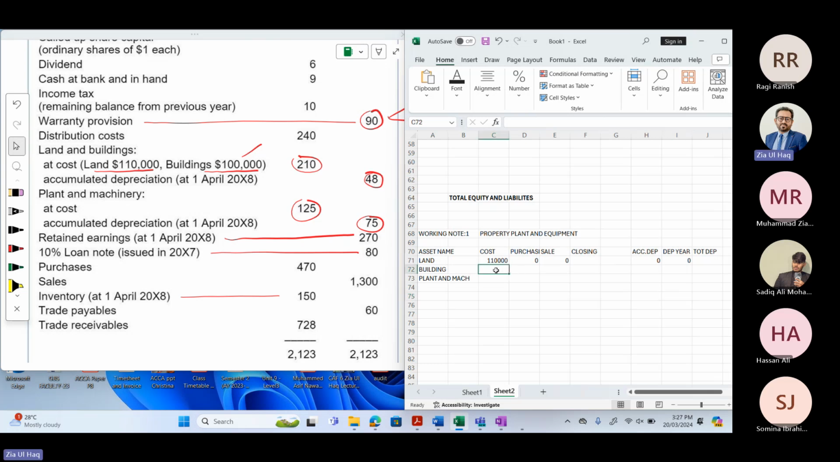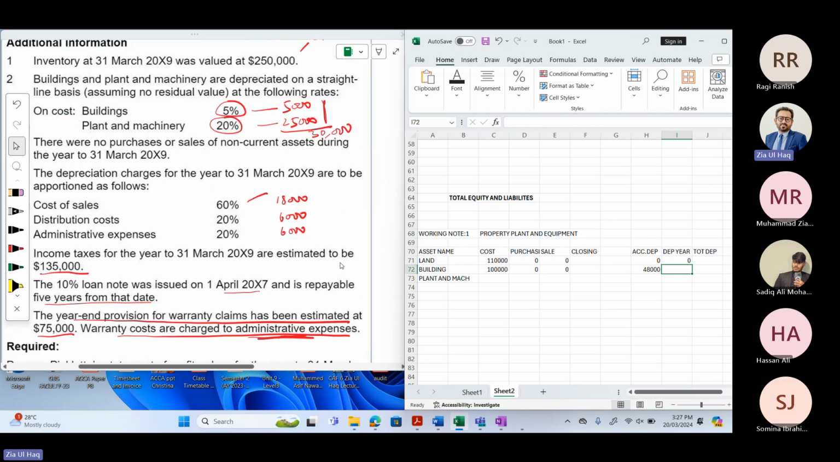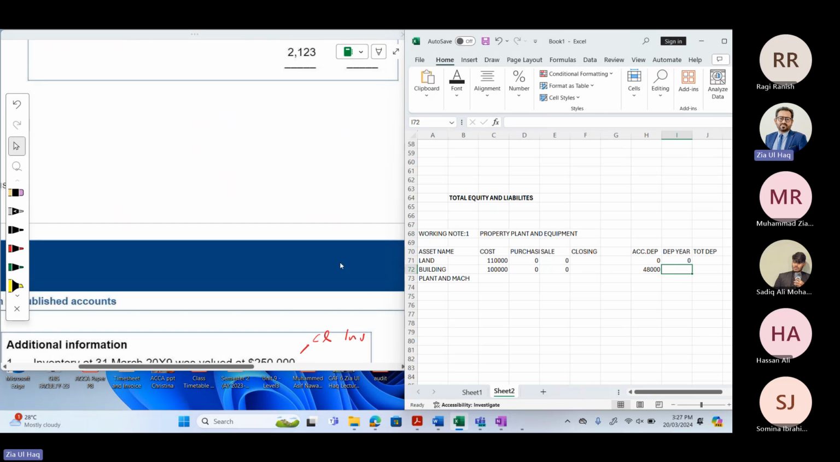Regarding building, what is the cost? 100,000. Put a complete figure, 100,000. Is there any purchase? No. Is there any sale? No. Is there any cumulative depreciation regarding building? Yes. How much is that? 48. This is 48 or 48,000? Please make sure we are not calculating figures in thousand. Is there any depreciation for the year? Yes. How much is that? 5,000. So put 5,000 here.